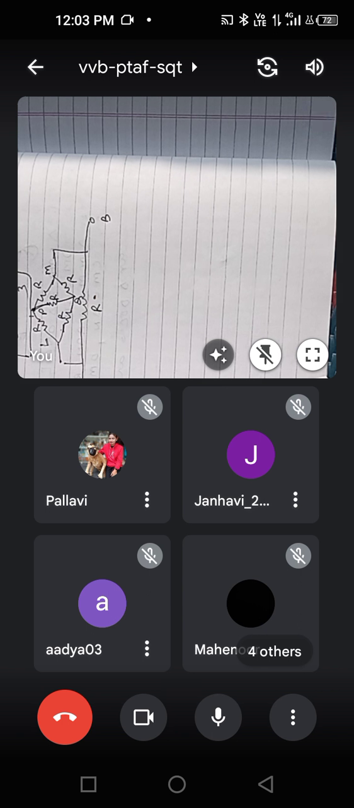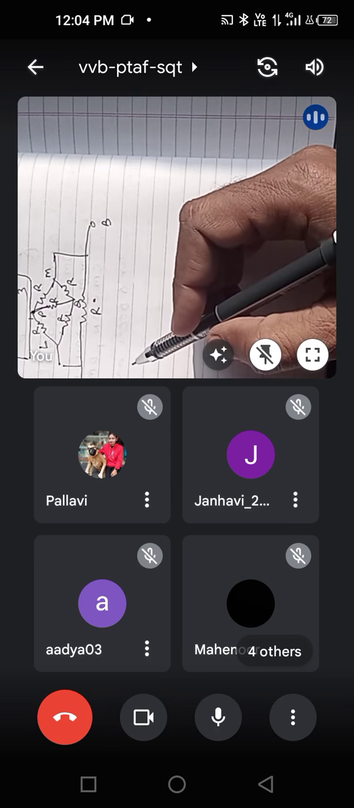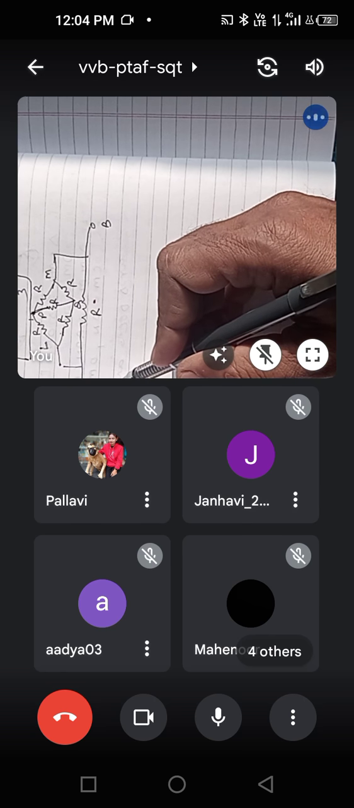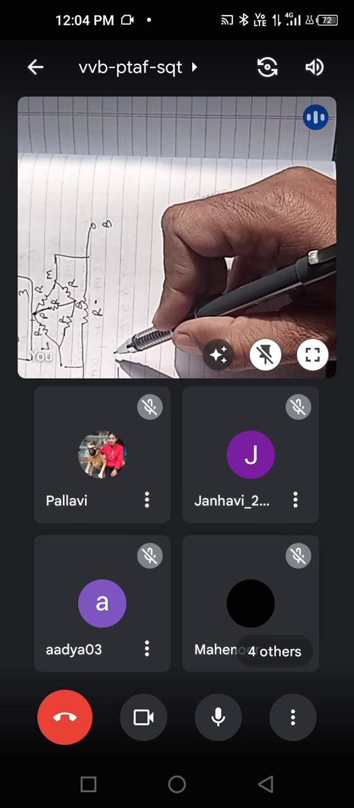Therefore, the resistance between P and Q is ineffective. Hence the circuit can be redrawn. You see, you can redraw the circuit this way.